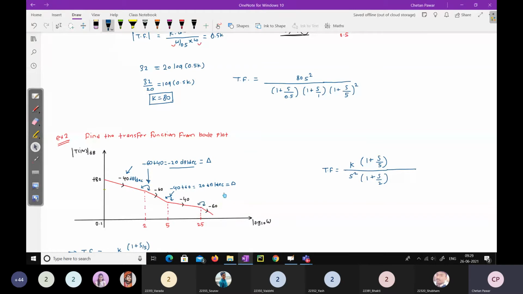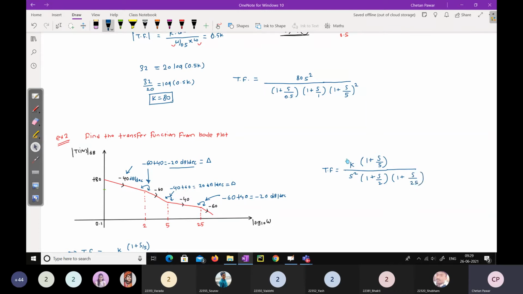Now let us find out the slope at this particular corner frequency. So what is -60 minus 40? That will be plus 40, so this will be minus 20 dB per decade. Okay, so there exists a pole at corner frequency 25. What is the order of that pole? 1 only.